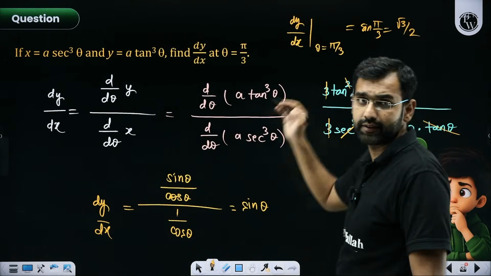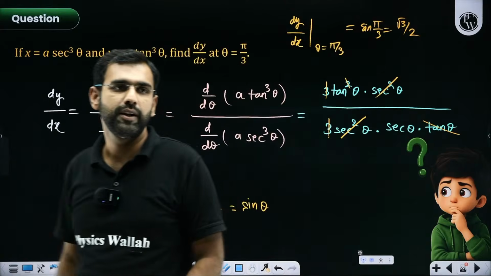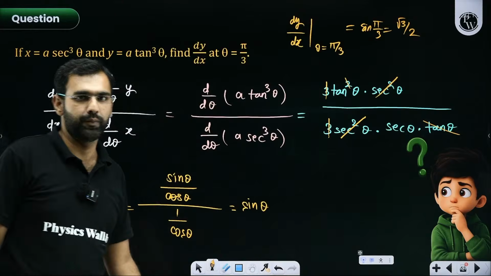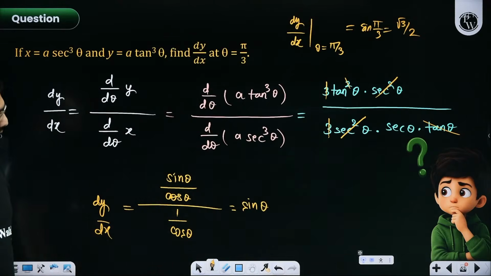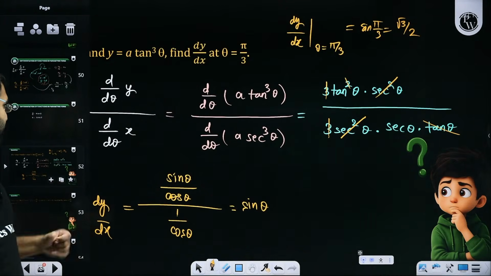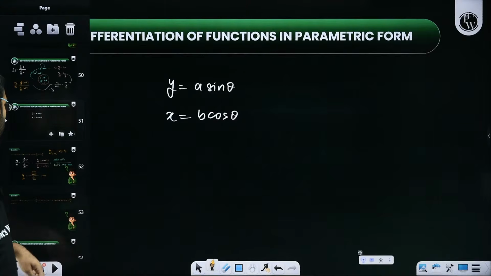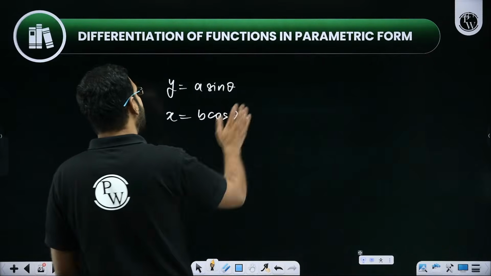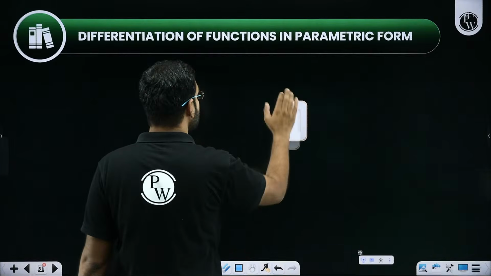How many of you got this answer, root 3 by 2? Anybody who did get the answer as root 3 by 2, do let me know. Everybody. Did you all understand it? Now, before I move towards the next concept, I'll extend this idea into something else, where I want you all to understand the higher order derivatives. And that concept I merge with parametric form.